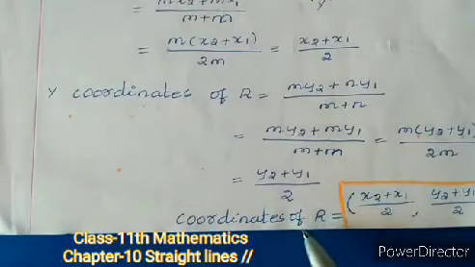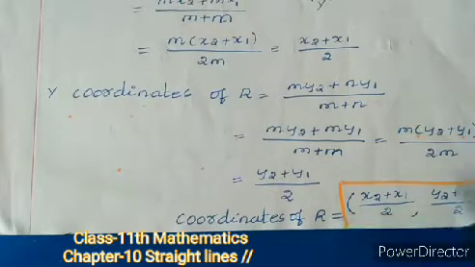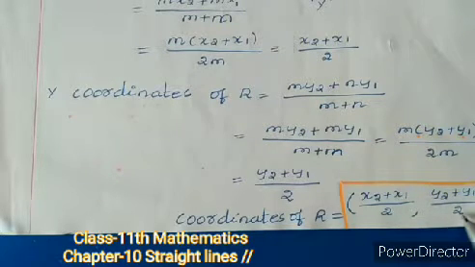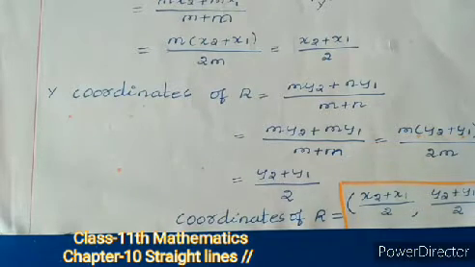So like this way, we can find out the coordinates of the R point if R is the midpoint, that is by using this formula: x2 plus x1 divided by 2, y2 plus y1 divided by 2. This will give you the x coordinate and this will give you the y coordinate.